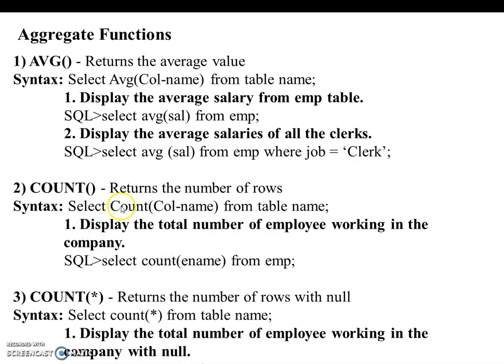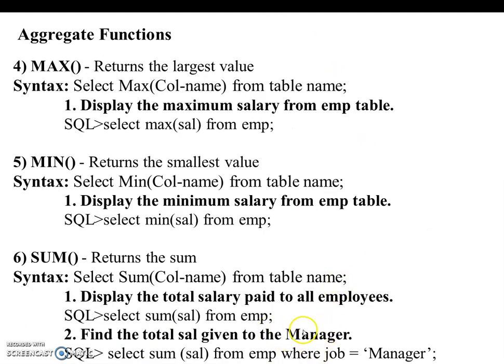If we want the records along with the null records, then we have the count star function, and that is the biggest difference between count and count star. Count star returns the number including nulls, but count returns the number without nulls. The syntax is select count star from table name, and the example will be select count of star from employee. So it will return the result including null values also.